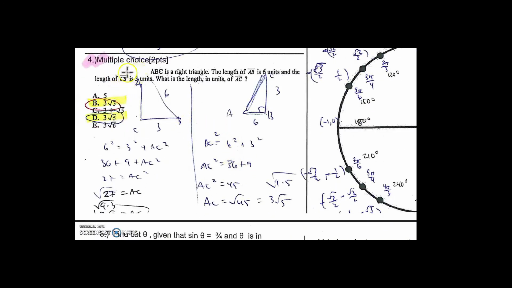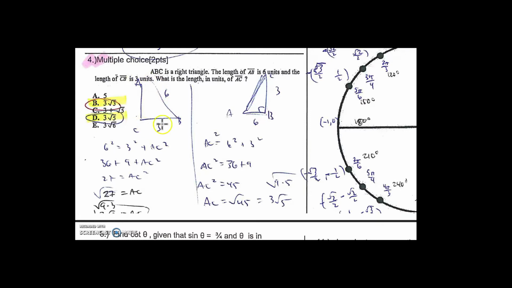Number 4, ABC. That should be triangle ABC. ABC is a right triangle. The length of AB is 6 units, and the length of CB is 3 units. What is the length in units of AC? You could draw out the triangle in 2 different ways. Here's one. AB is the hypotenuse, which it doesn't tell you here, and this side is 3.